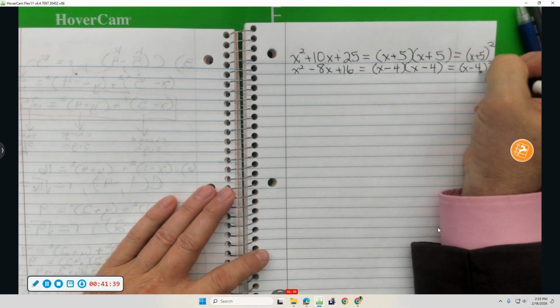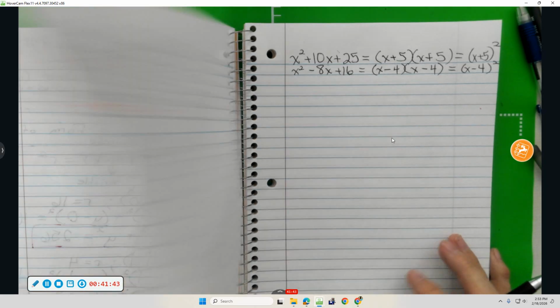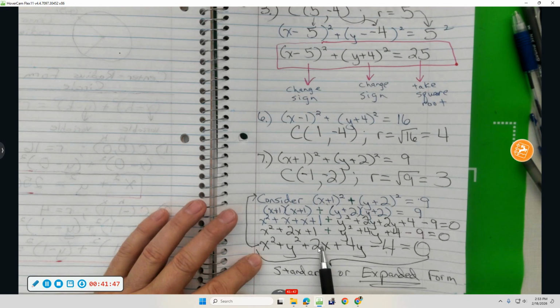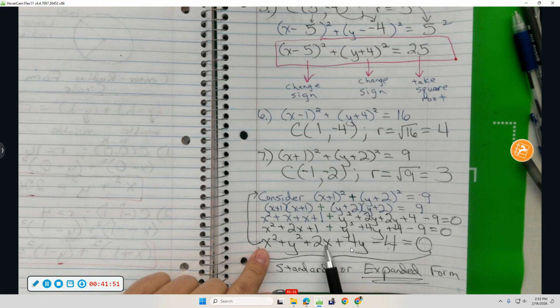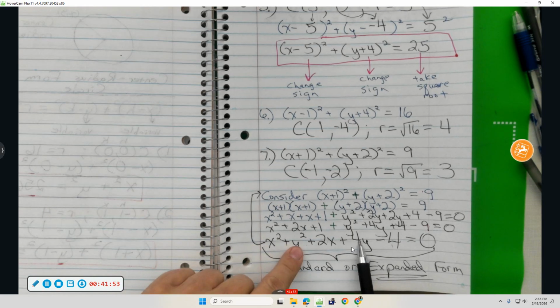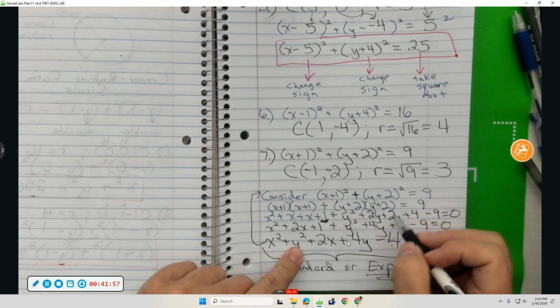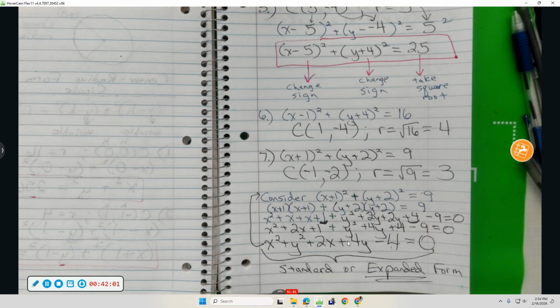minus 4 quantity squared. Now, when you look at the expansion, all we have is x squared plus 2x, or y squared plus 4y. You're only going to have the variable terms in the expansion. You're going to have to figure out what is that perfect square that you add on there to create that perfect square trinomial.